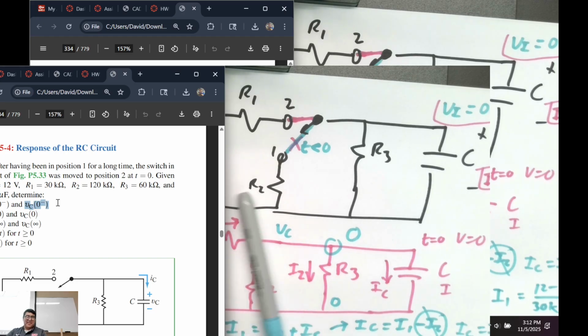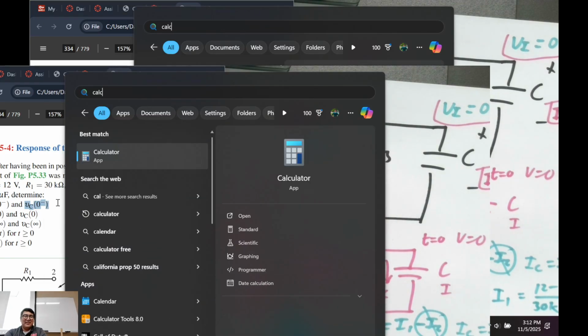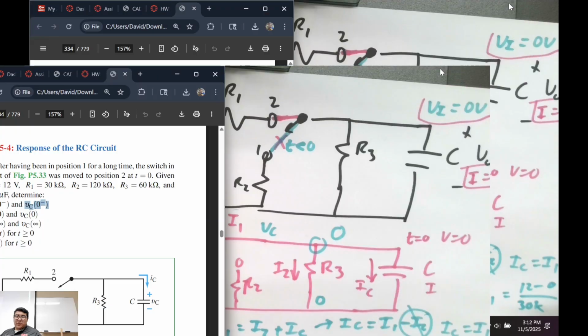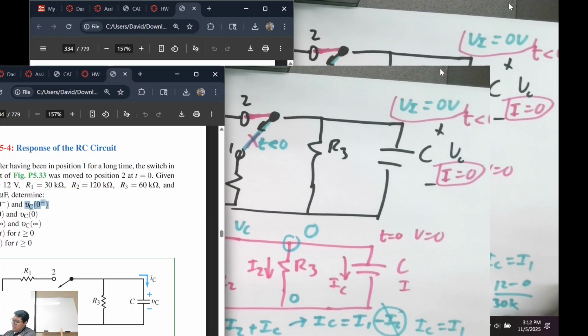Let's see. I can't calculate. Calculator, 12 divided by 30. So we got 0.4 milliamps. 0.4 milliamps.